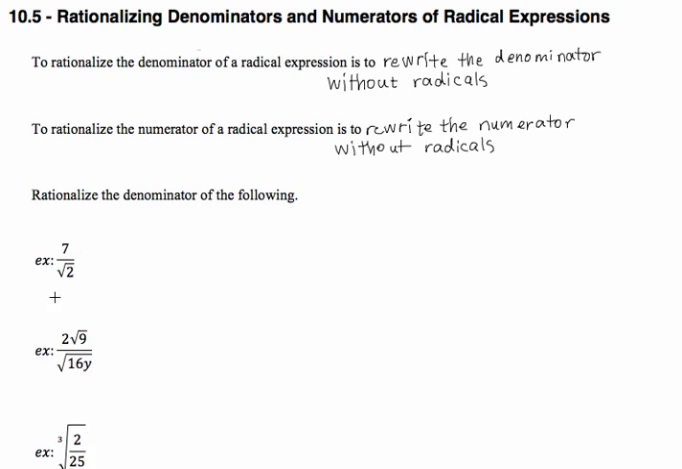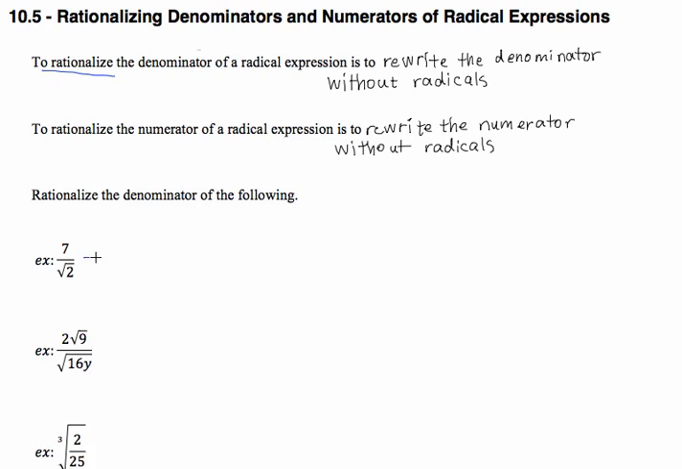Okay, so a lot of people would say, like right here, that this is not simplified: 7 divided by the square root of 2. That's because it's considered unsimplified when there's a radical in the denominator. To rationalize means to rewrite an expression without a radical. If you rationalize the denominator, you rewrite it so that the denominator does not have any radicals. Or you could rationalize the numerator, which means to rewrite it so that the numerator does not have any radicals.